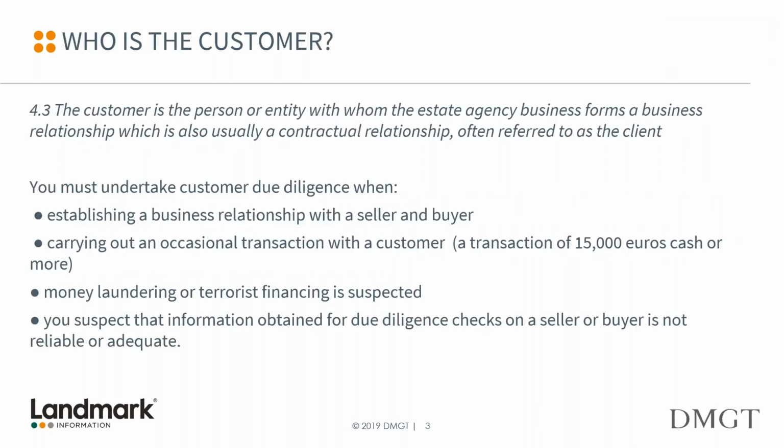The customer is the person or entity with whom the estate agency business forms a business relationship, which is also usually a contractual relationship, often referred to as the client. This can be a seller, that is the owner or owners of the property or other interest in land, or the person or persons who buys the property. For sales agents, it's usually the vendor, although in the case of repossessions, it might be a lender. A property finder will normally act for a buyer to find a property. An auctioneer may act for sellers, buyers, and bidders.